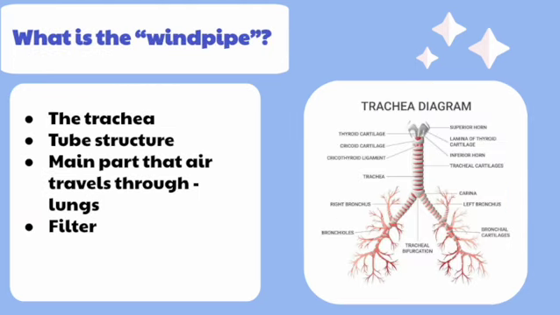And for the fifth question, what is the windpipe? The windpipe is the trachea. And the trachea is a tube-like structure, and its main function is to allow air to pass through it and go down into the lungs. And there are lots of tiny hairs in the trachea that filter out dust and all that.